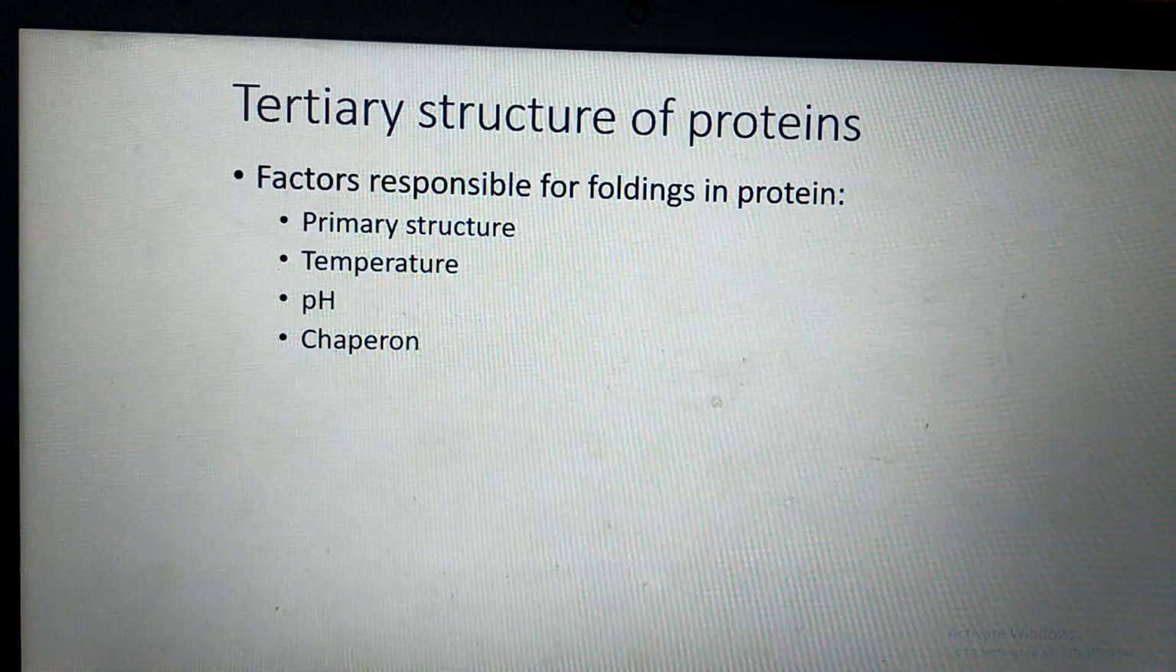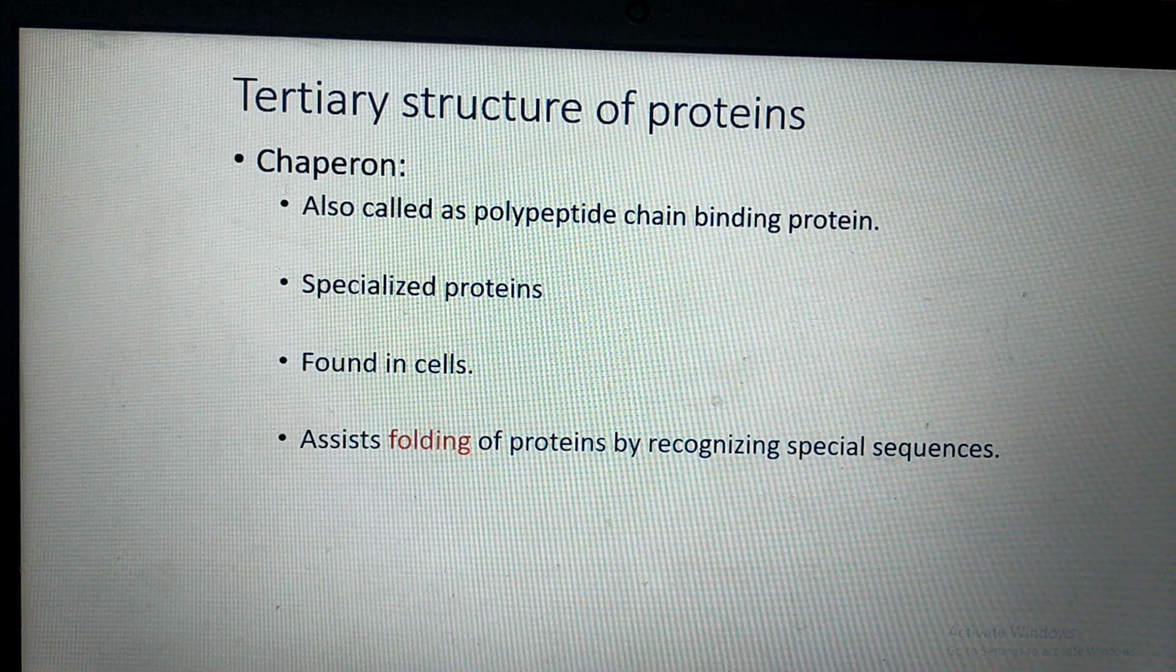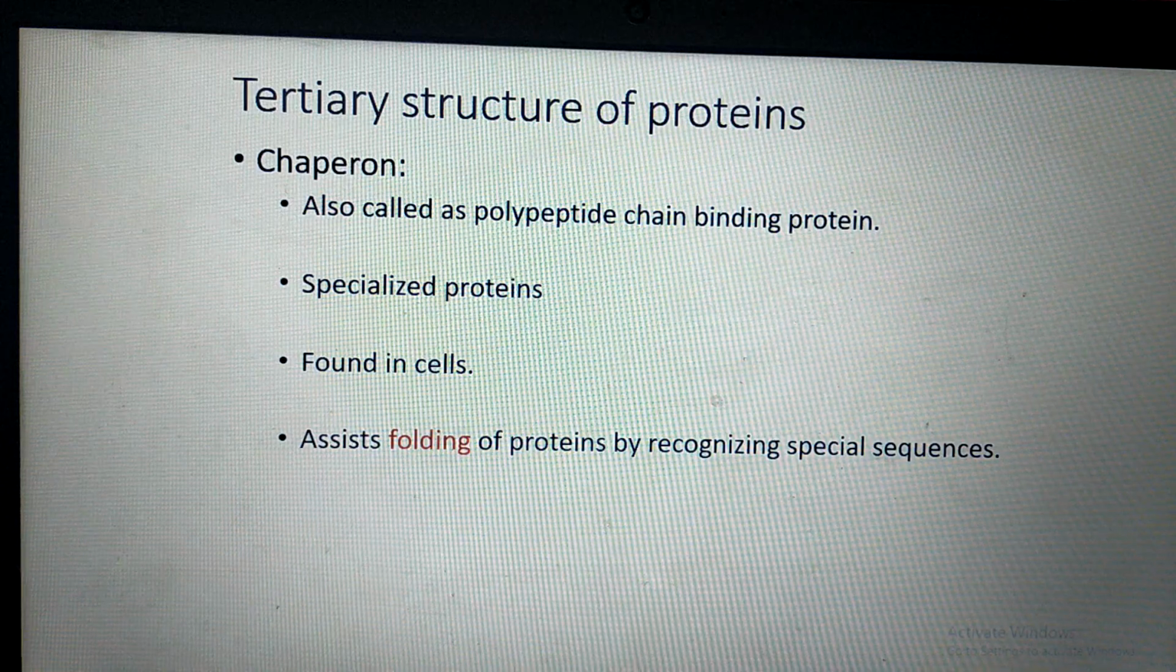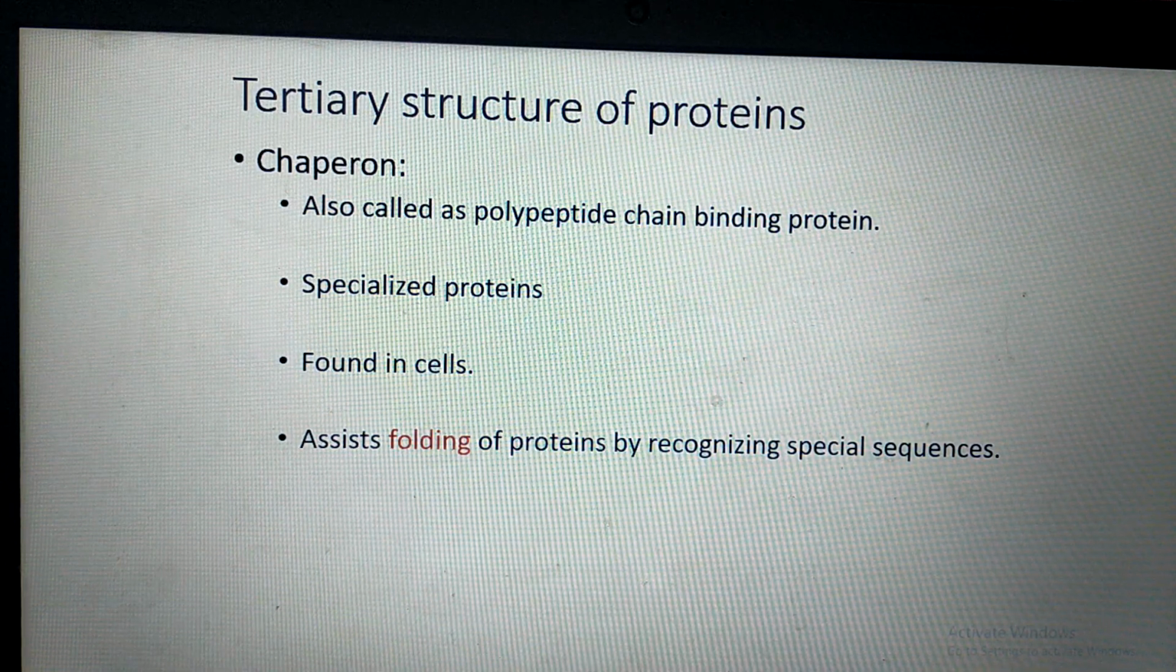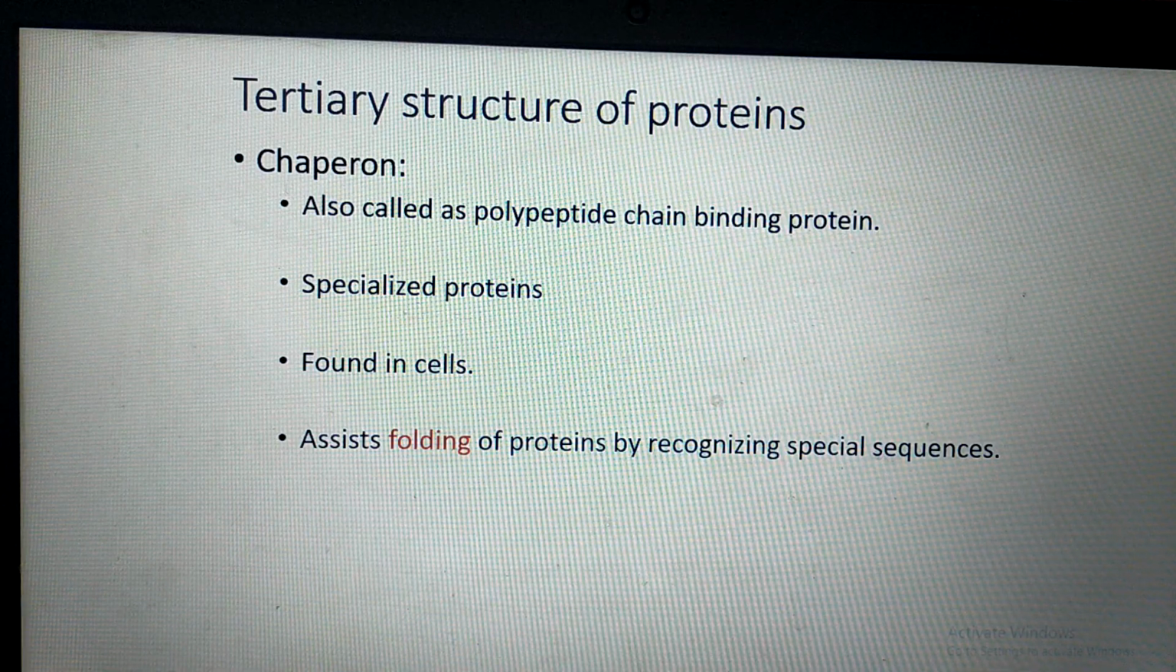Now what is a chaperone? Chaperones are also called polypeptide chain binding proteins. They are specialized proteins found in cells. They assist folding of proteins by recognizing special sequences. So that means the chaperone knows where the polypeptide chain should fold and in which manner it should fold. So they assist the folding and help to generate the tertiary structure of protein in a proper manner.